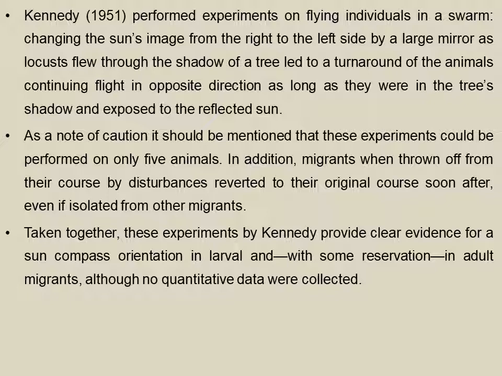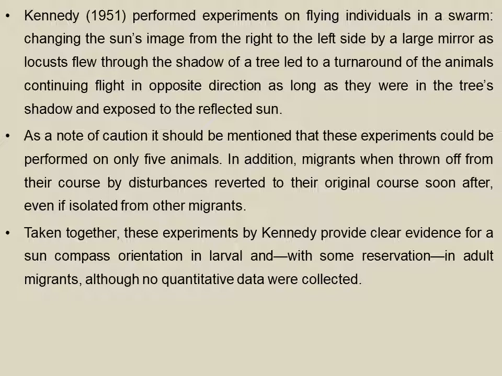Kennedy in 1951 performed experiments on flying individuals in a swarm, changing the sun's image from the right to the left side by a large mirror. As locusts flew through the shadow of a tree, this led to a turnaround of the animals, continuing flight in the opposite direction as long as they were in the tree's shadow and exposed to the reflected sun. As a note of caution, it should be mentioned that these experiments could be performed only on 5 animals.